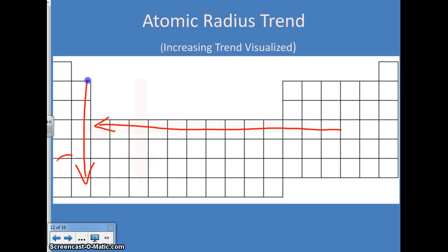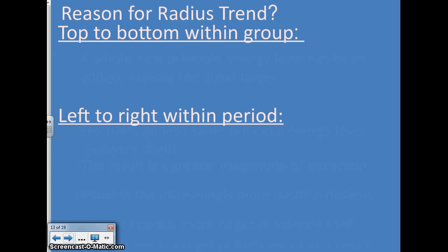The biggest atoms are on the left side of the periodic table compared to the right side. So your largest atoms will be in the lower left part of the periodic table, and your smallest will be in the upper right hand part of the periodic table. The hard part of this is figuring out why. Why do we see these trends?